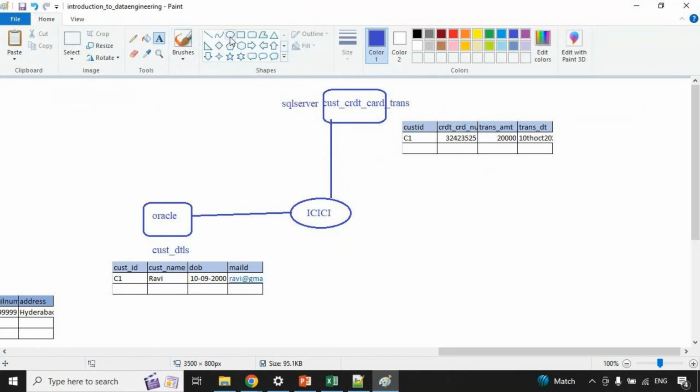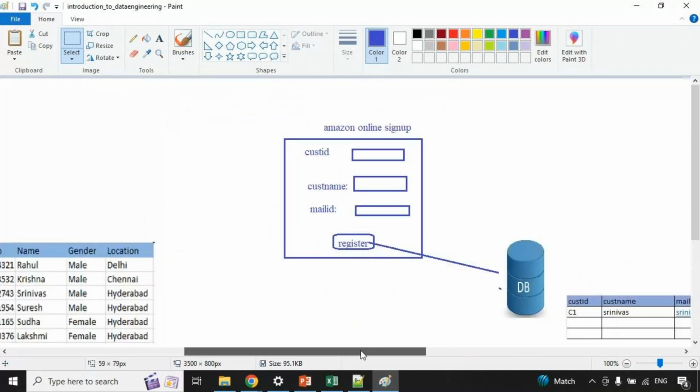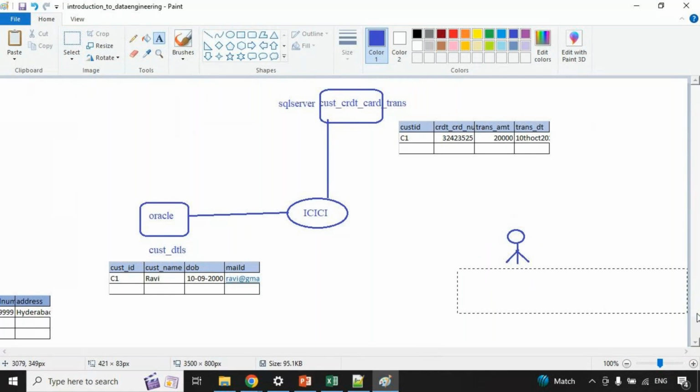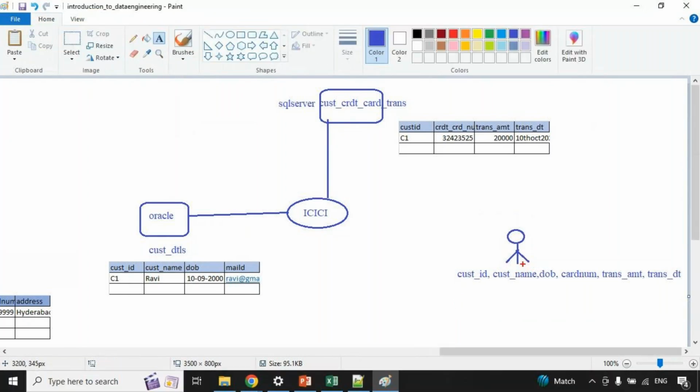Now here there is a high-level person. He would like to know the customers who have done transactions of more than 1 lakh last month. So he wants to know the customer details: customer ID, customer name, date of birth, card number, transaction amount, transaction date. He wants all the details of the customer. But as per the data, customer details are present here and card transactions are present here, and he requires both. Guys, our aim is to provide the data to the reporting guys.